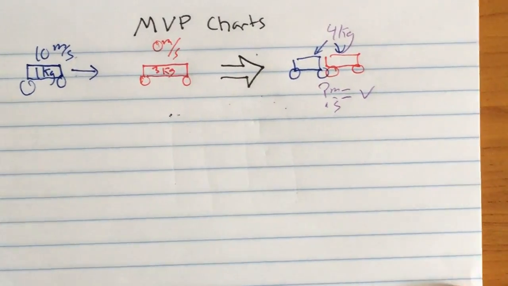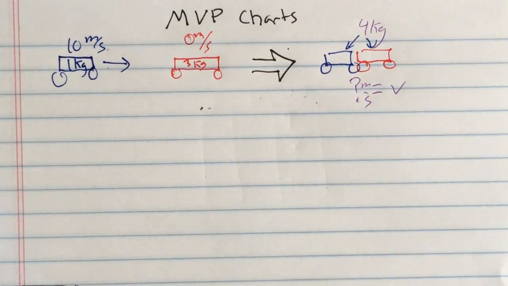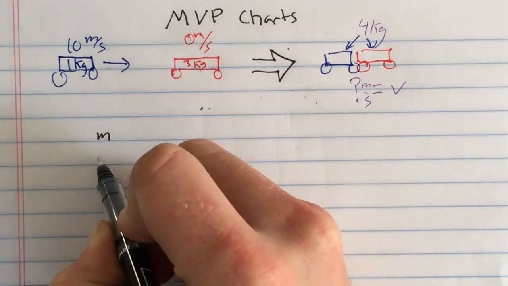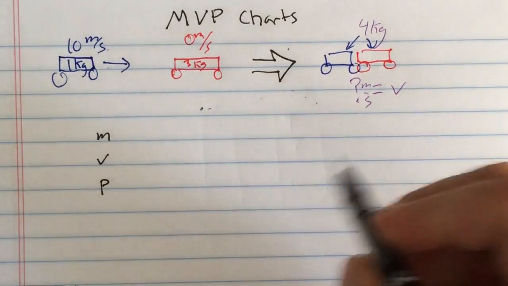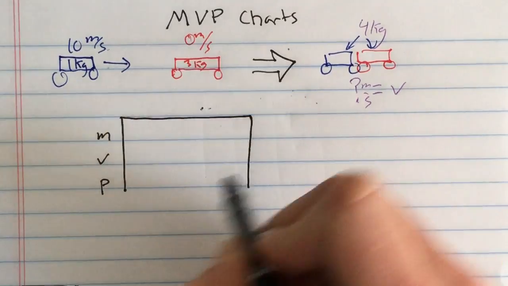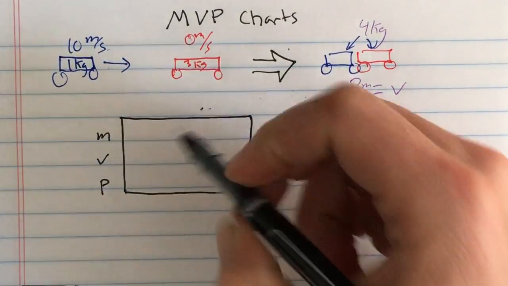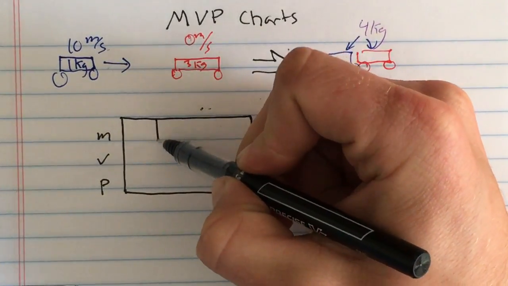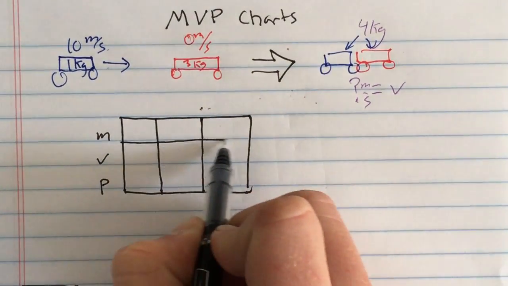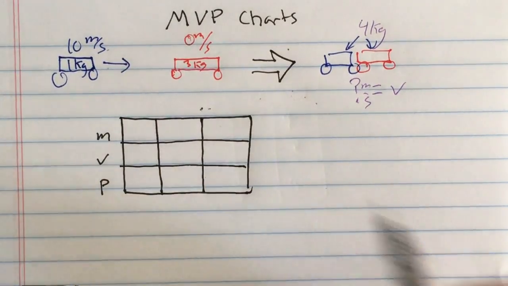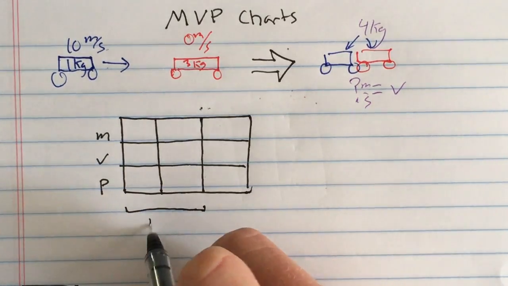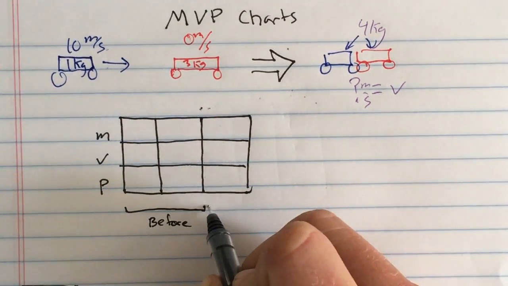So what we want to do is create an MVP chart. Okay, so the best way to do this is we create our chart like this, MVP, and we create a little box. And we're going to divide the box up into 3 columns, just like this. And we're going to have this is the before, and this is the after.